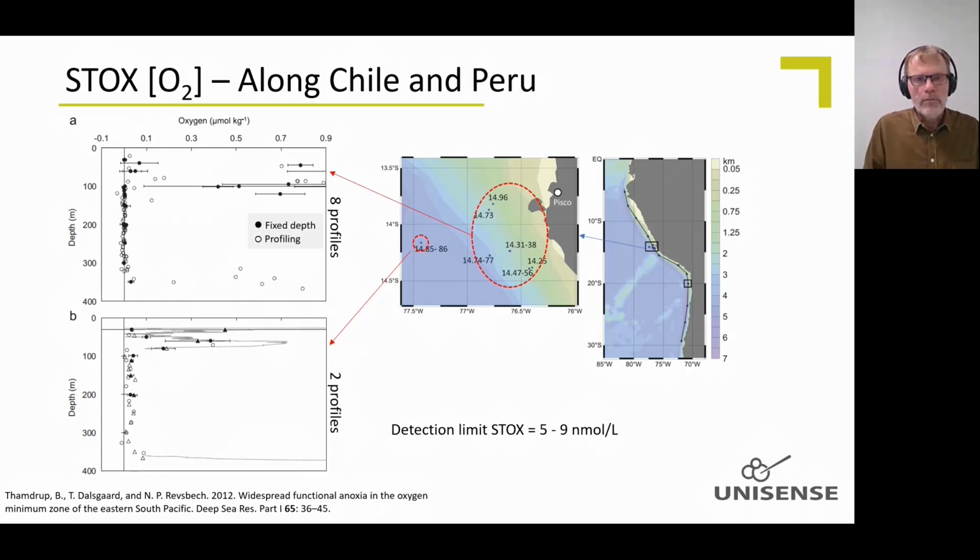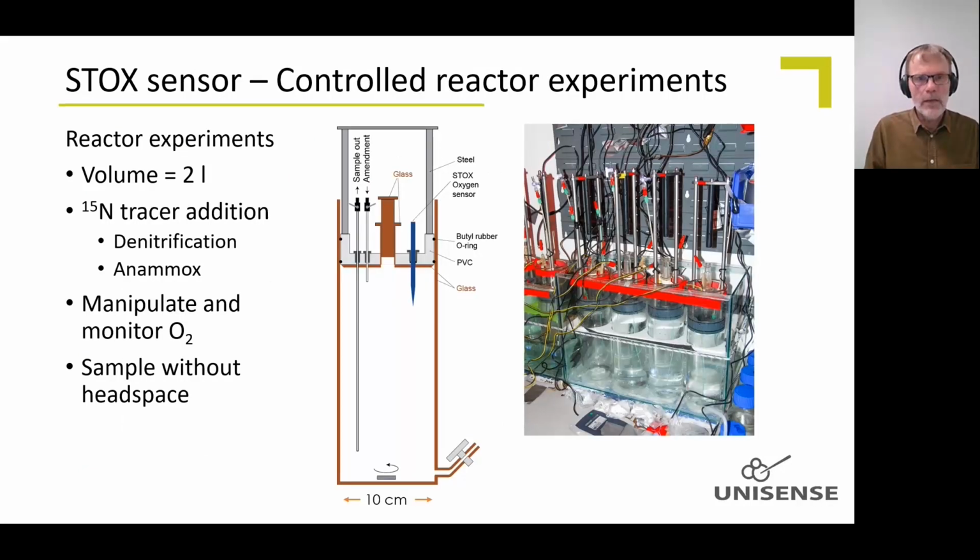So you could ask, does it really matter if there is 2 micromolar or 10 nanomolar of oxygen? Well, it actually does. And we did some lab experiments to investigate that. We had reactors where we could mount the STOX sensors in. These were glass reactors with a PVC piston, but coated with glass, so as much glass as possible to avoid contamination with oxygen in the water.